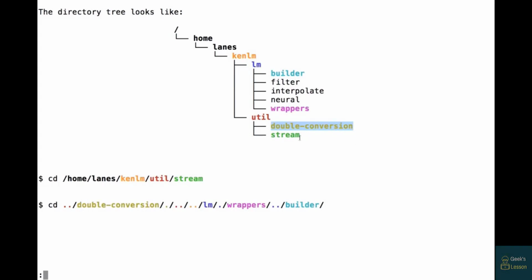The parent of double conversion is util. Thus, ../double_conversion/./.. refers to the red node in the tree, whose absolute path is /home/lanes/kenlm/util.